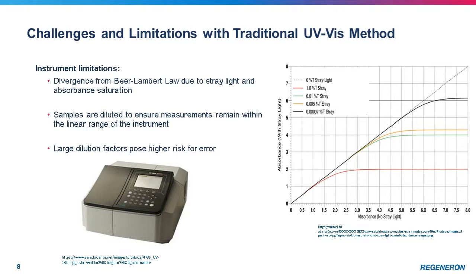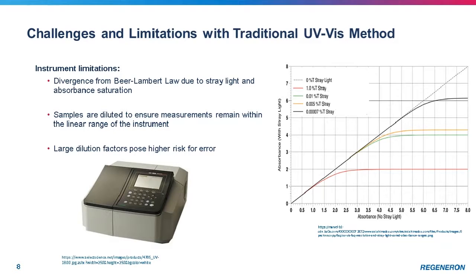Stray light is light that reaches the detector but is outside the spectral region isolated for measurements. It can originate inside the instrument optics or outside the instrument from light leaks. As seen in this graph on the slide, the more stray light that is transmitted, the sooner the instrument measurements start to diverge from the linear correlation of absorbance and concentration. In addition, measurements hit an absorbance limit, or saturation.